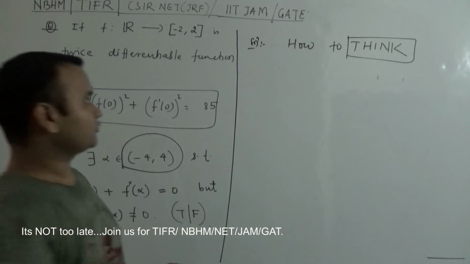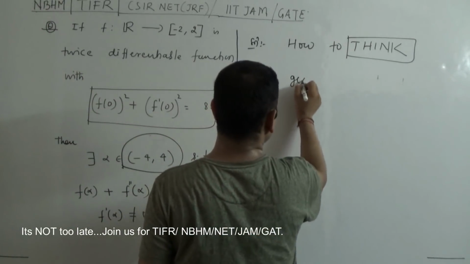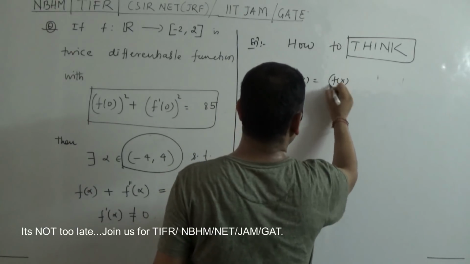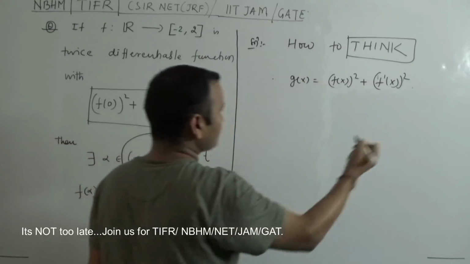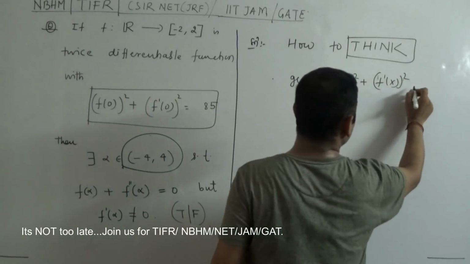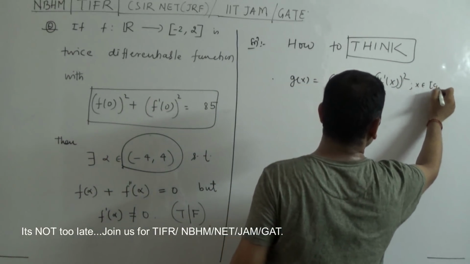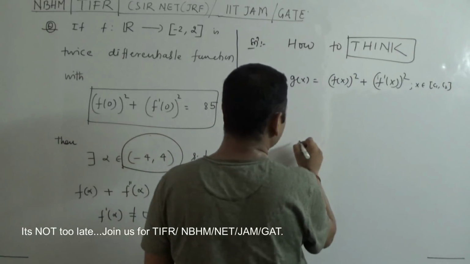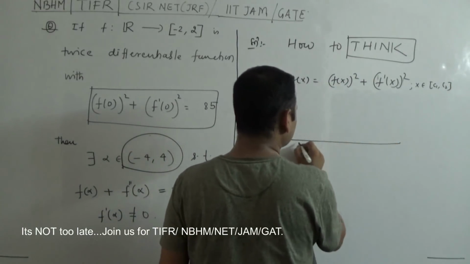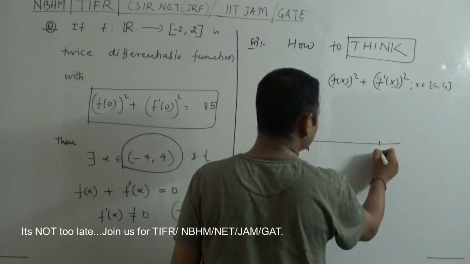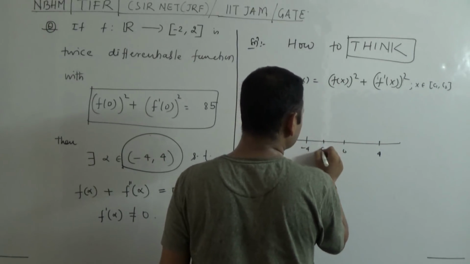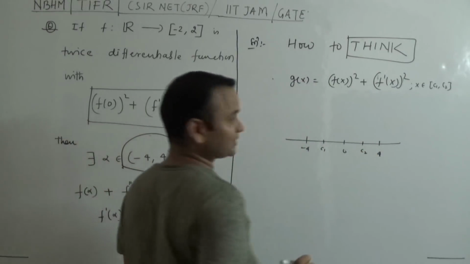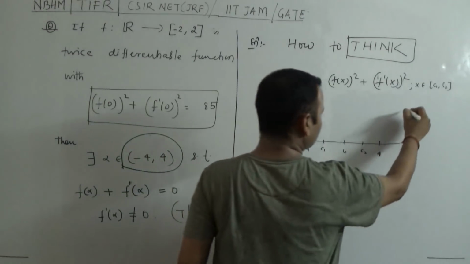So what I have done so far: construct this function, define this function, g(x) = f(x) squared plus f prime (x) whole squared, and of course my domain is x belongs to [C1, C2]. Correct? So this is your -4, this is your 4, and this is your 0, and here is your C1, here is your C2 by our construction. And what is the rule for C1 and C2?